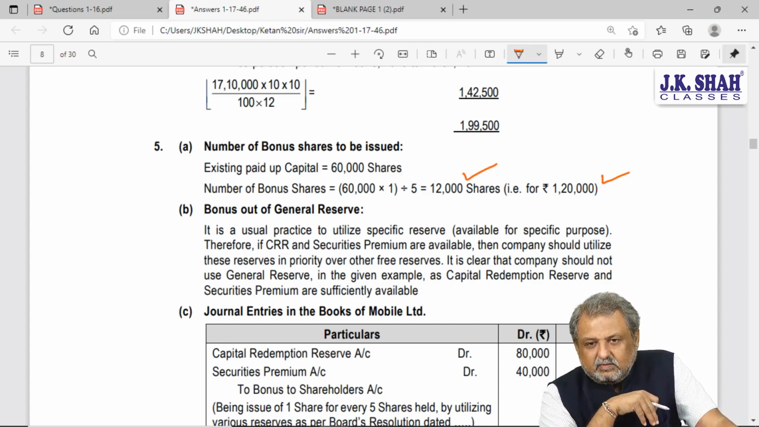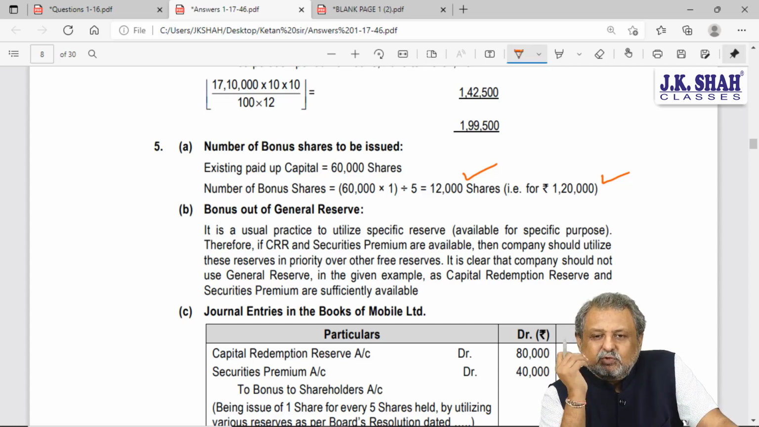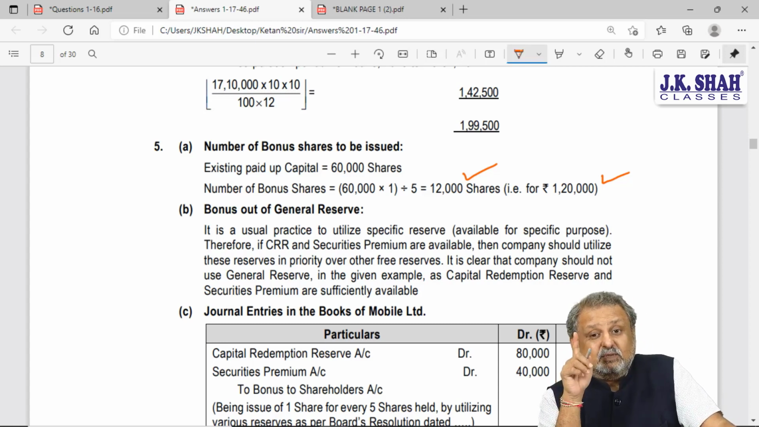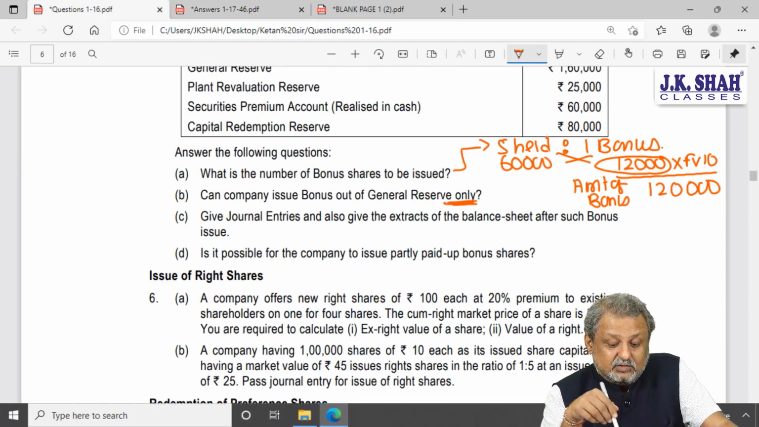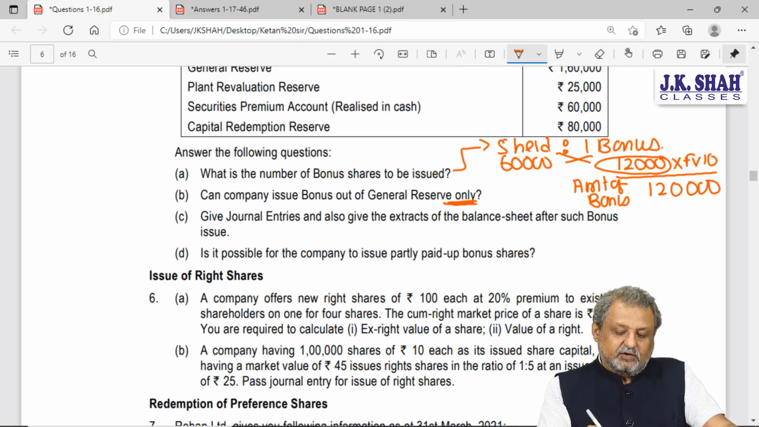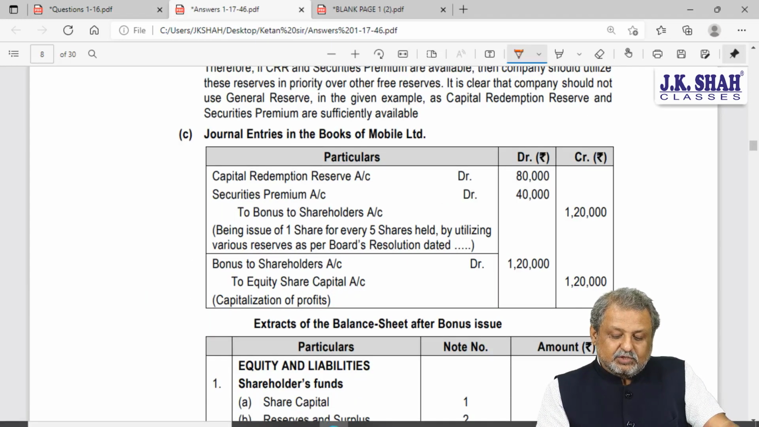So once you understand that, once you know it, then your answer is too simple. But for a change, I must say that this RTP contains practical as well as a bit of theoretical question. So here, including your practical knowledge, some little bit of theoretical knowledge is given. So you can give a very simple answer. The generally bonus is given first out of CRR, write full form, don't write short form, then securities premium and then other free reserves.